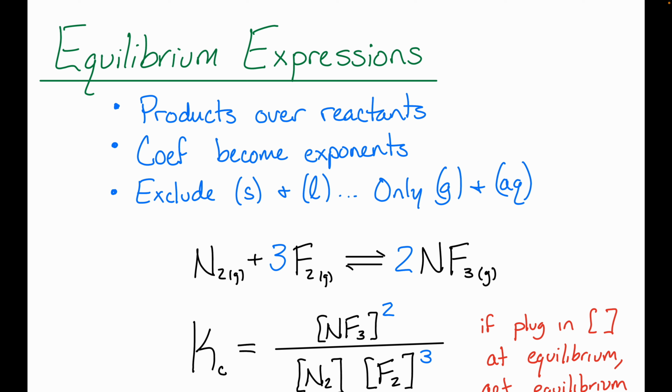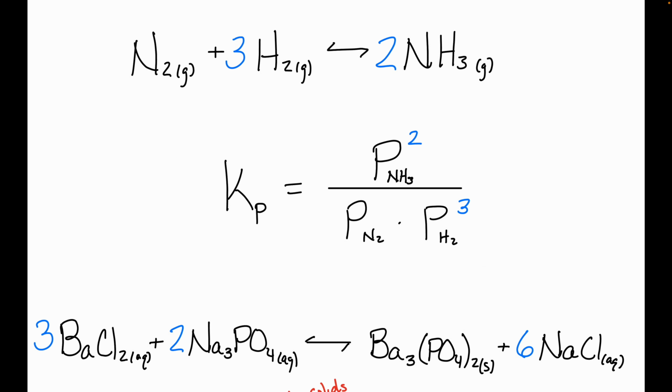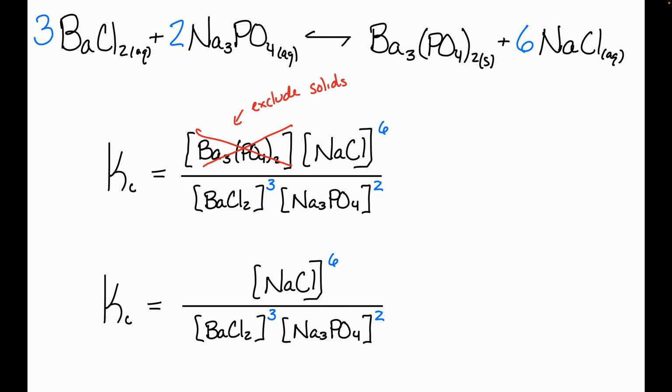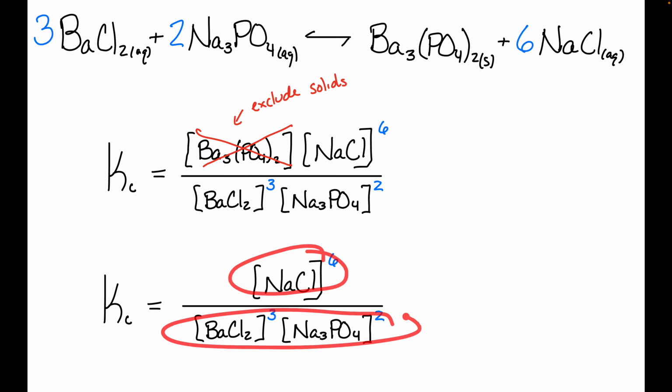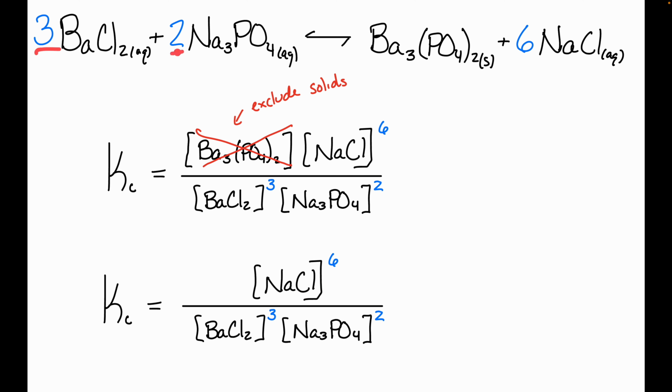Yep. All right, so here we were. Our equilibrium expression, again, products over reactants. This is a good example of all the different things that we learned to build into our equilibrium expression. We have our products over our reactants. We have our coefficients that have become exponents. And we've excluded any solid or pure liquid from that equilibrium expression.